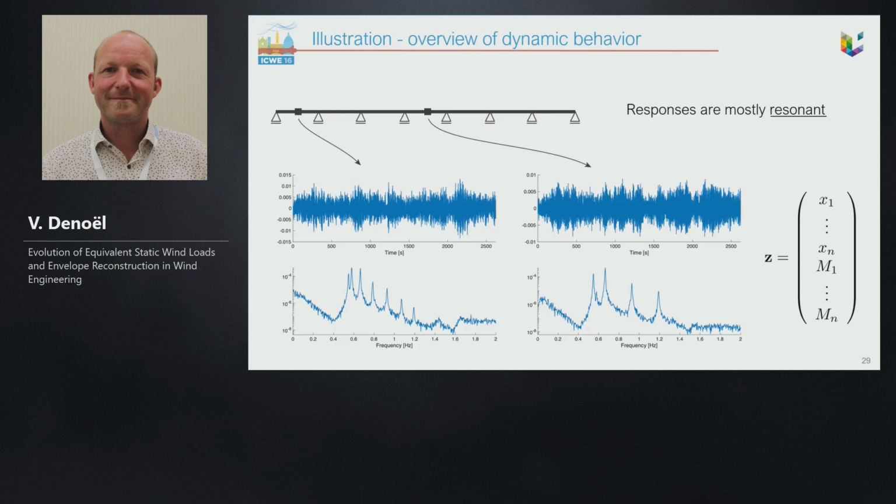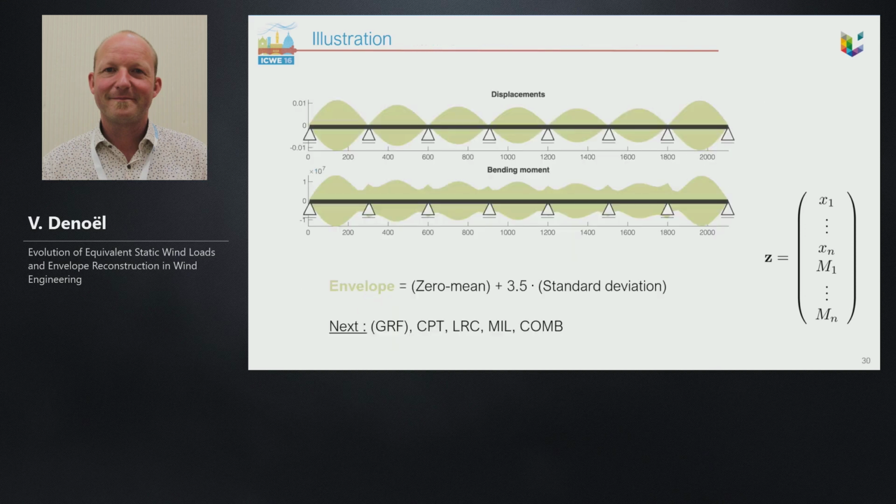And then in the following of this presentation, I will focus on some responses, and the responses I want to focus on are the displacement at each node of the model, so 85 displacements, and bending moments in the structure, at the same 85 locations. So in total, I have 170 responses that I would like to reconstruct. And based on the time series, of course, it is very simple to compute the standard deviation of the displacement everywhere or the bending moment everywhere.